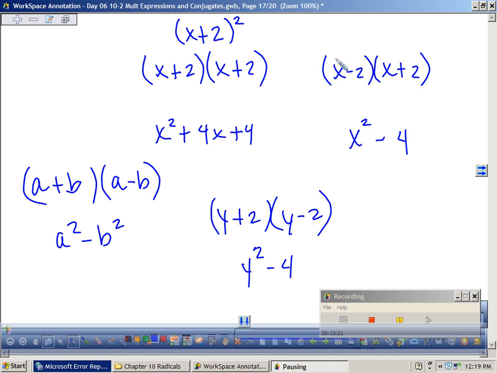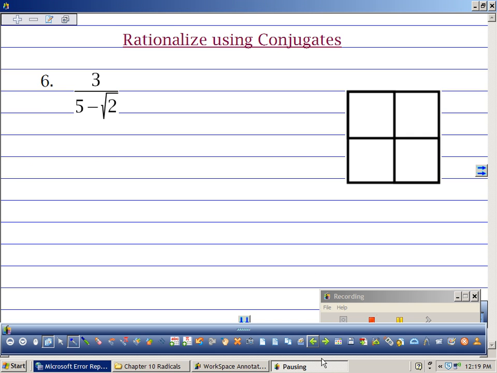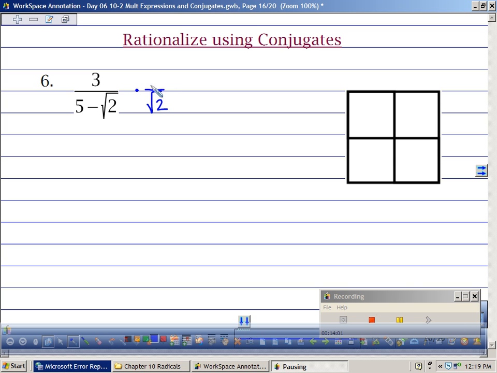And why does that work out? Does anybody remember? There's a specific reason why. Because these signs right here, since they're different signs, they cancel each other out. This becomes a negative 2x, this is a positive 2x, negative 2x and positive 2x cancel each other out, right? Okay, that being said, we're going to use that to rationalize using a conjugate. I can't just multiply this now by this. Why can't I do this?